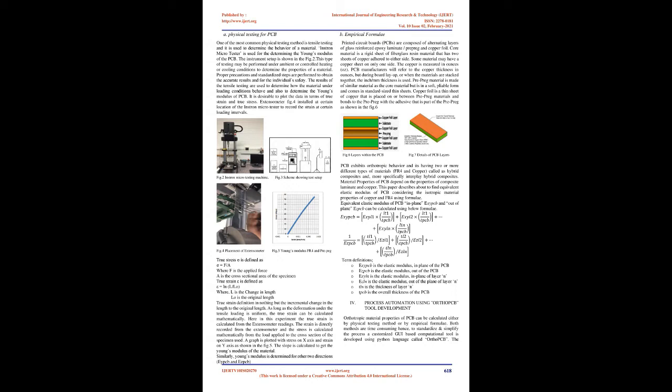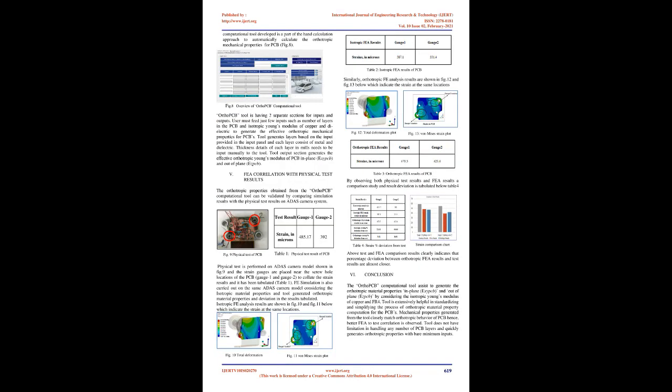Empirical formulae. Printed circuit boards, PCBs, are composed of alternating layers of glass-reinforced epoxy laminate/prepreg and copper foil. Core material is a rigid sheet of fiberglass resin material that has two sheets of copper adhered to either side. Some material may have a copper sheet on only one side.